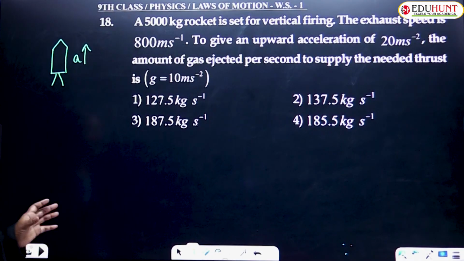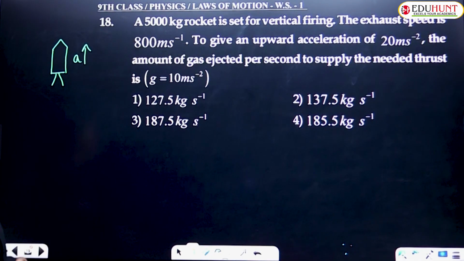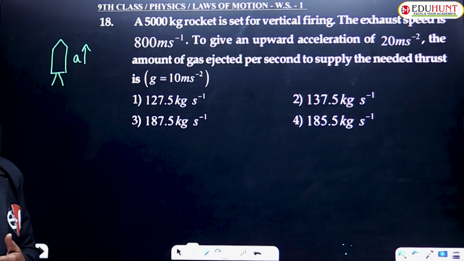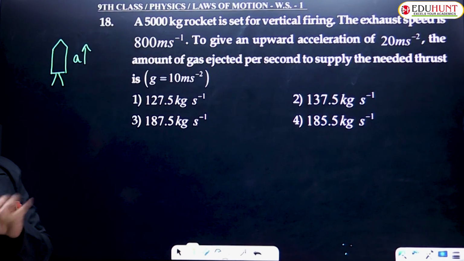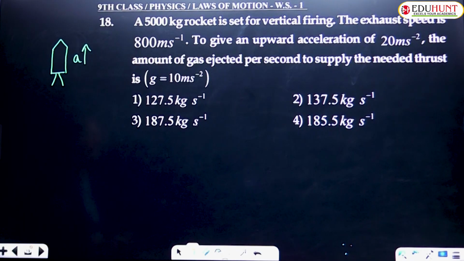The amount of gas ejected per second means the mass of the gas coming out with respect to time. You are asked to find this out.